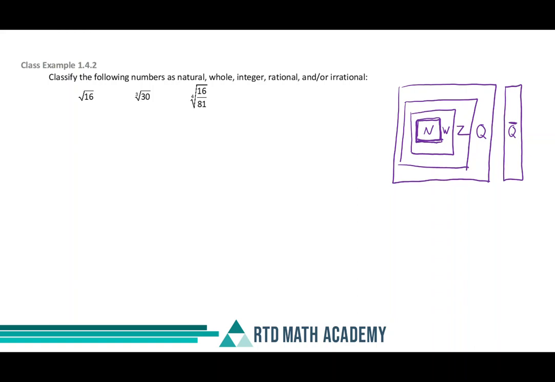Okay. So when we look at these radical numbers that we've got off to the side, the square root of 16, the cube root of 30, the fourth root of 16 over 81, sometimes it's hard to classify these. So it's always nicer to remove the square root, or undo the square root. In this particular case, we're applying the square root. We know 16 is one of our perfect squares on our perfect square list. The square root of 16 is 4.